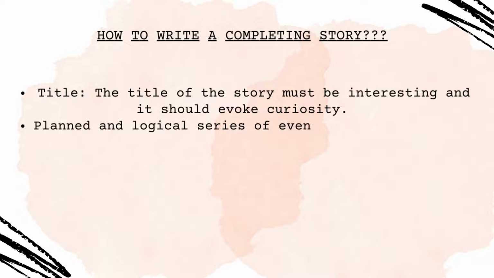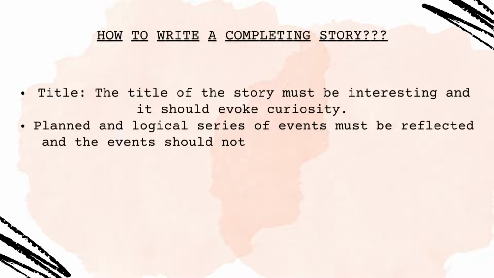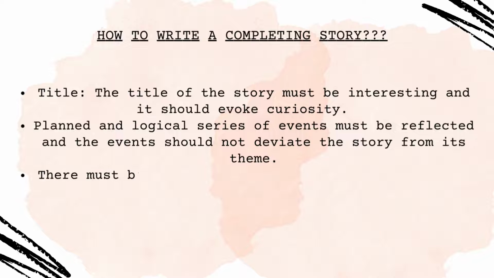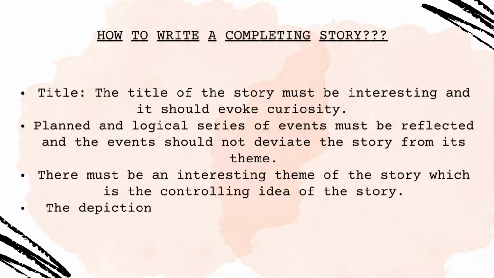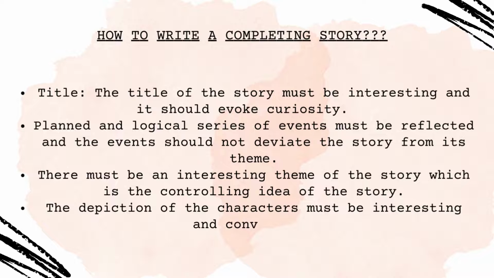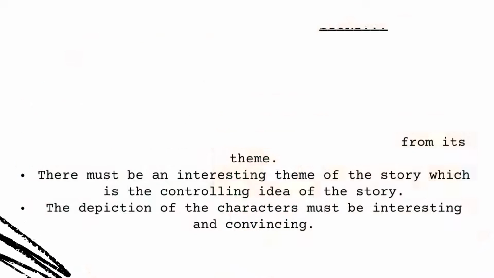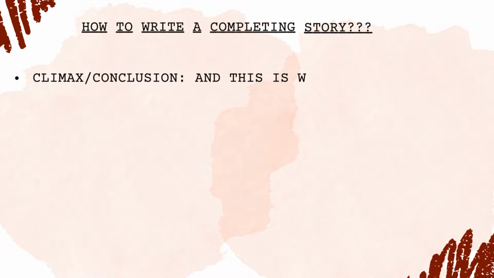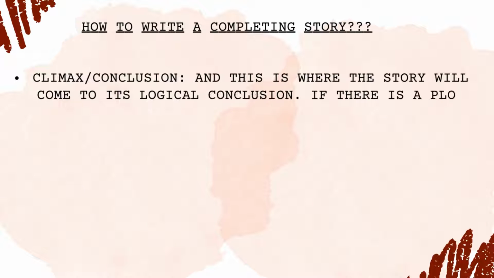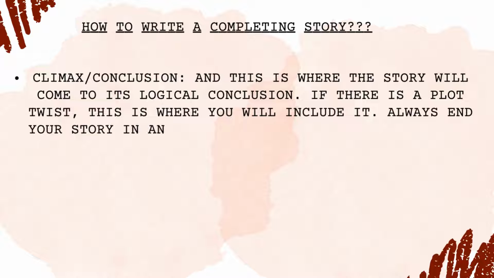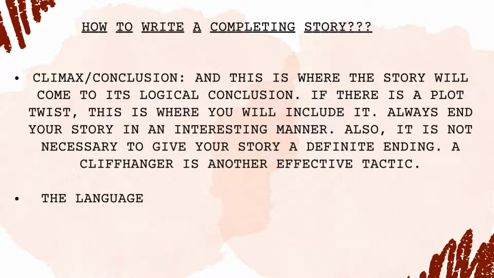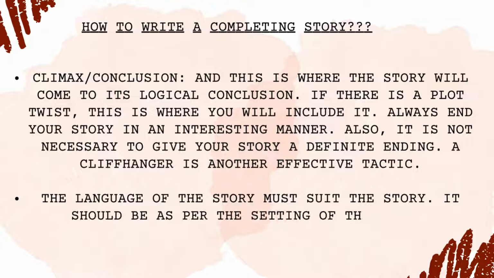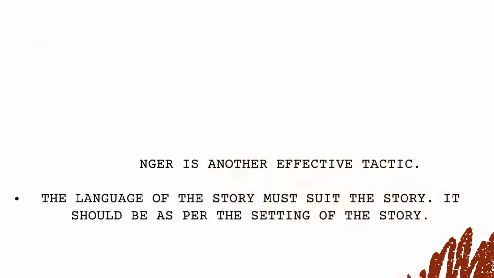There are some things to keep in mind when writing a completing story. The first thing is the name or the title of the story. Then a planned and logical series to continue the theme of the story, characters, climax, and a logical conclusion with a moral. We have to keep the focus on language. The language of the story must suit the story. It should be as per the setting of the story.